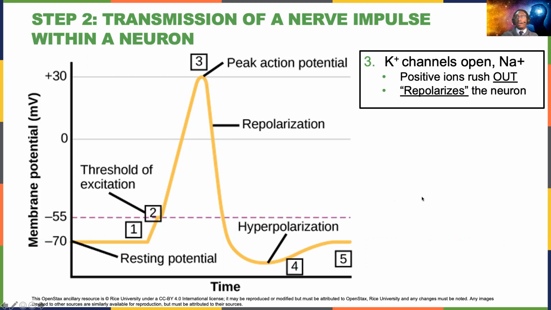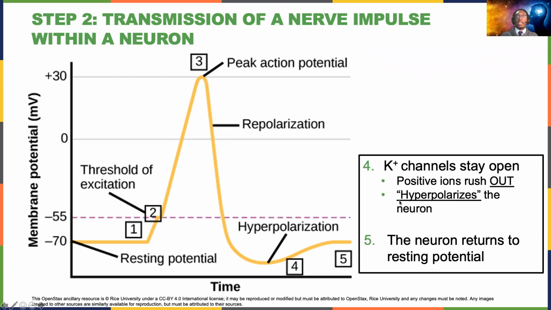And then in the fourth step of the action potential, eventually the sodium channels close and the potassium channels remain open. And so the potassium ions are still rushing out of the cell, making the inside of the cell more negative than it was even at rest, in comparison to the resting potential. And so we call that hyperpolarization.